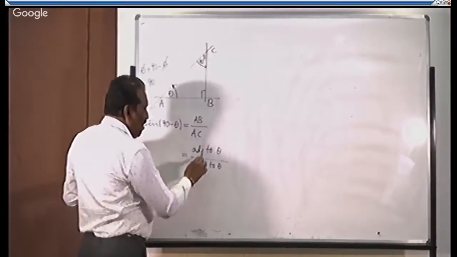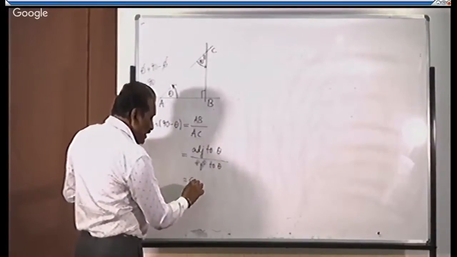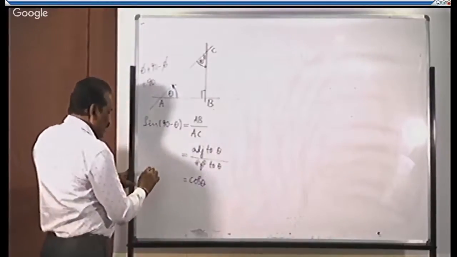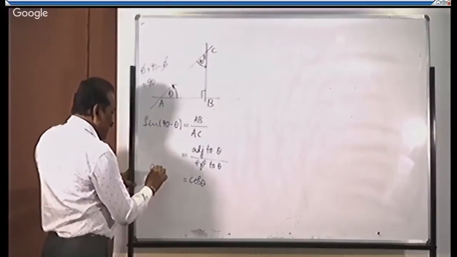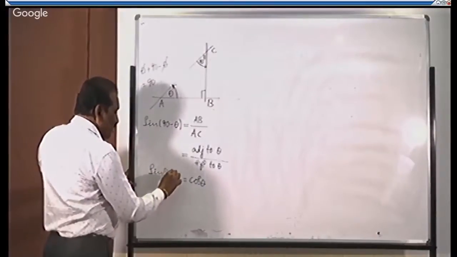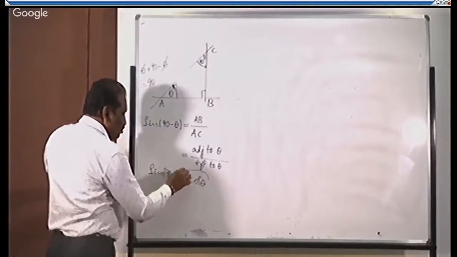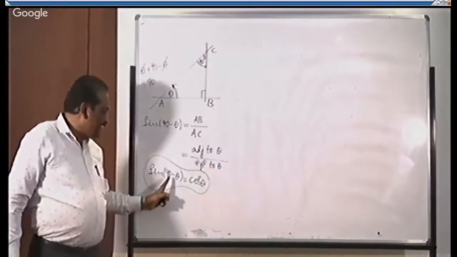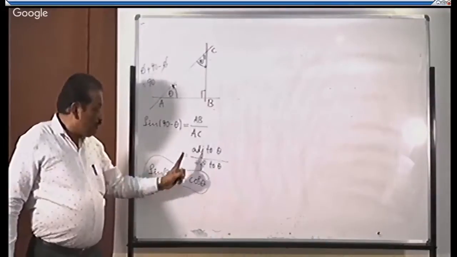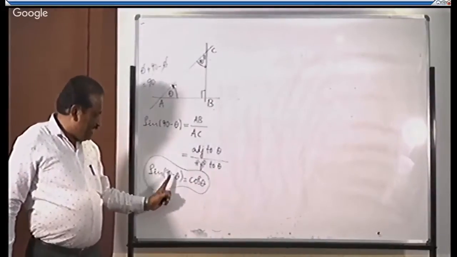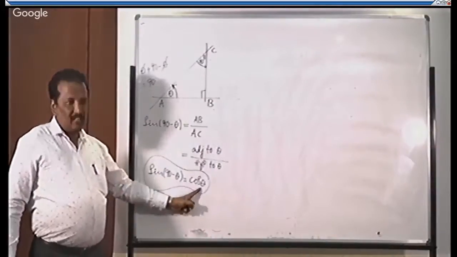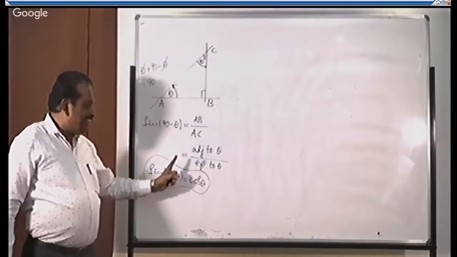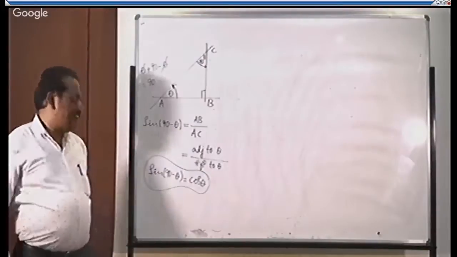We know that adjacent to hypotenuse is cos theta. That's why you can write sine of 90 minus theta is equal to cos theta. So we are connecting the 90 minus theta with respect to theta. If you connect the 90 minus theta for sine on the LHS, it results in cos on the RHS.